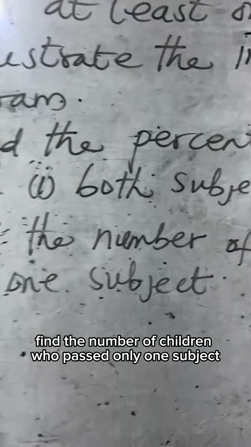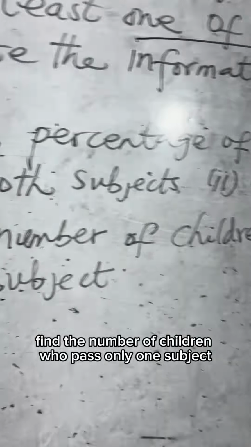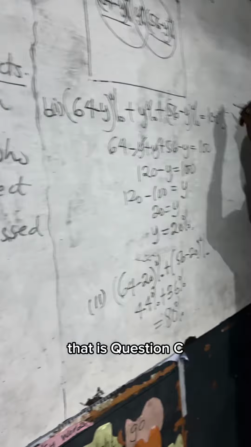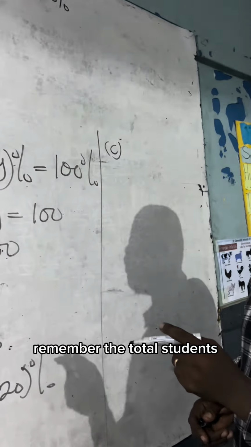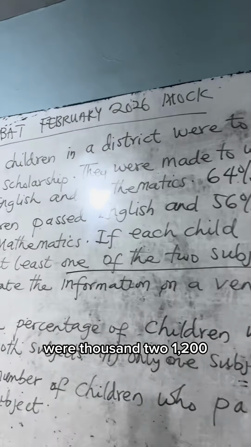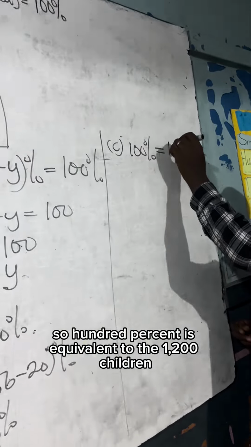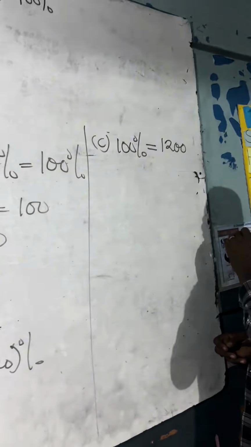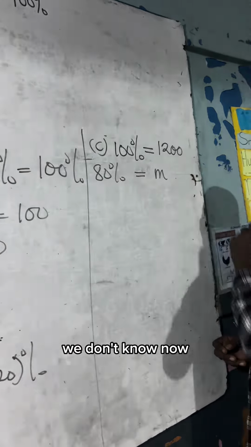The last question: find the number of children who passed only one subject. That is question C. Remember, the total children in the district who were given a scholarship were 1,200. Don't forget that that makes up the 100%. So 100% is equivalent to the 1,200 children. We are looking for 80% of that, and that is equal to we don't know.